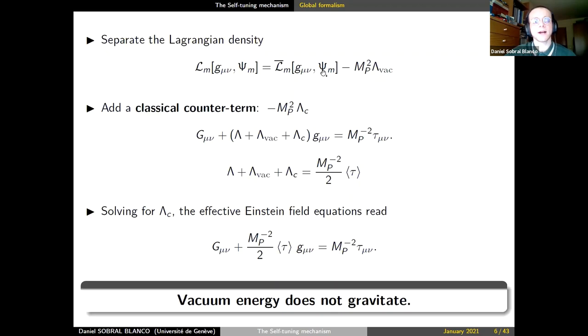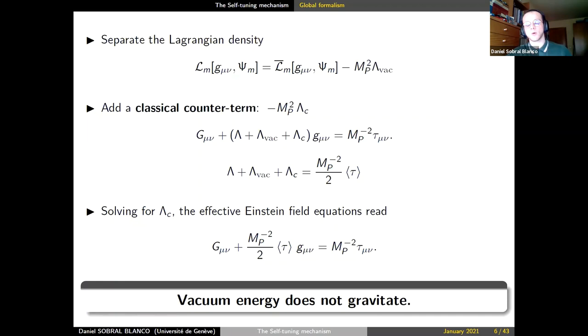So using this, we start developing our mechanism, which consists in first, before performing the variations, we separate the Lagrangian density in this form, where here there are the matter fields without all the vacuum energy contributions that we separate out into this term, and we add here a global term of the Planck mass squared. In order to be consistent, what we have to do is to add a classical counter term, following a bit the spirit of what is usually done in quantum field theory.